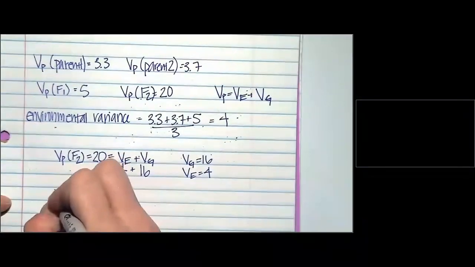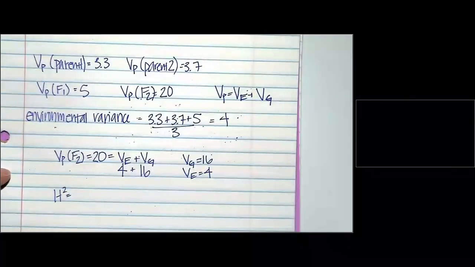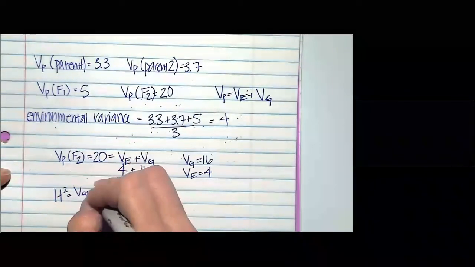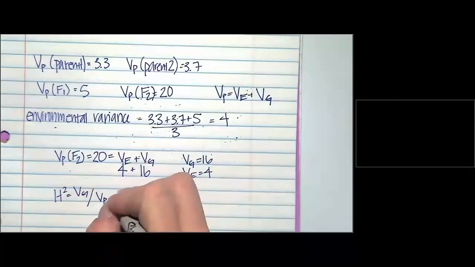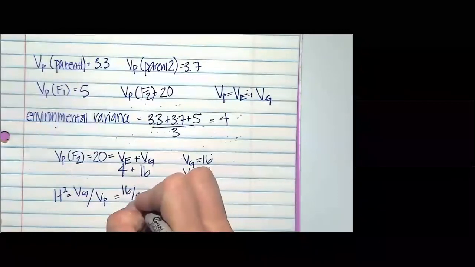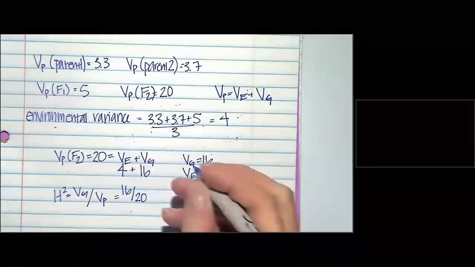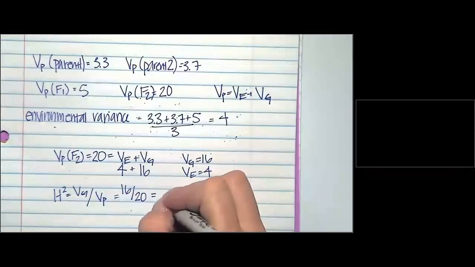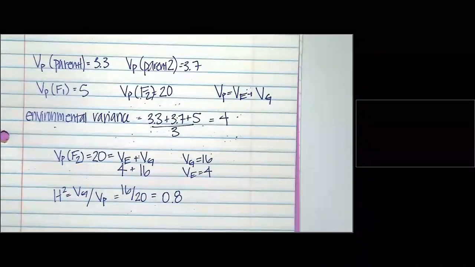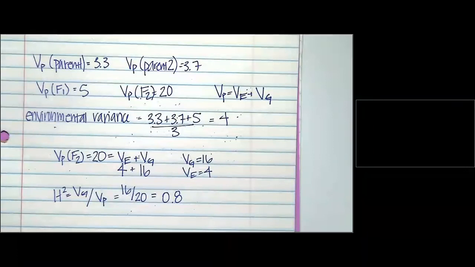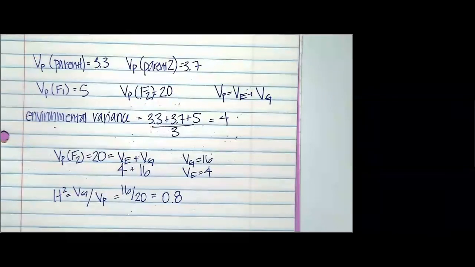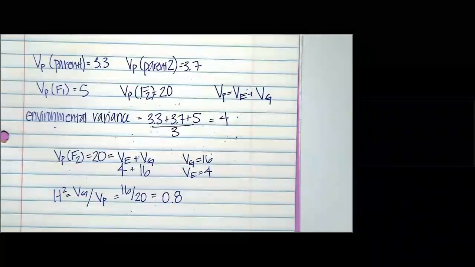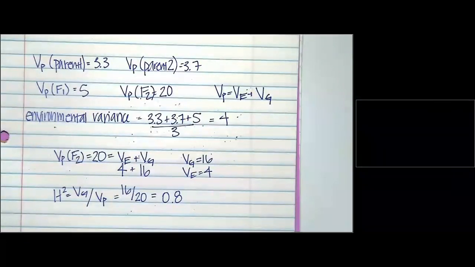Now our heritability, how do we calculate heritability? It's the proportion of the phenotypic variance that's due to genetic effects. So we would say 16 over 20. And so what does that give us? We're using the variance in those three populations to estimate the variance in the F2, assuming the environment is pretty much the same or very similar.